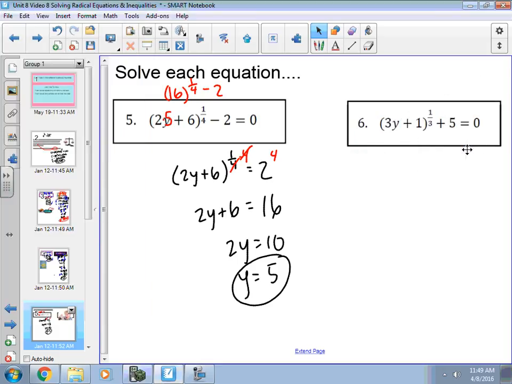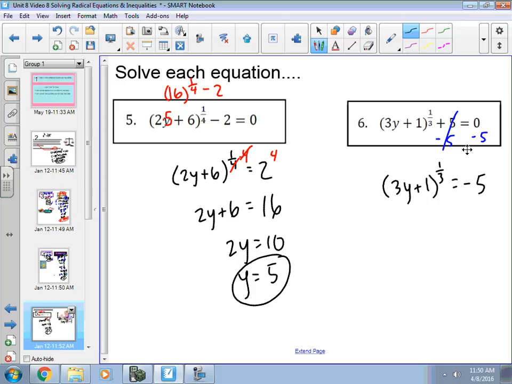Let's try another one here. Why don't you pause the video, see if you can try number 6 and see what you get. All right, let's see how you did. You should have hopefully started by subtracting 5 here. That leaves us with this.